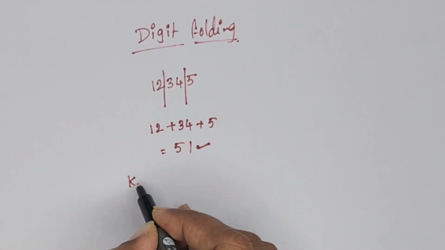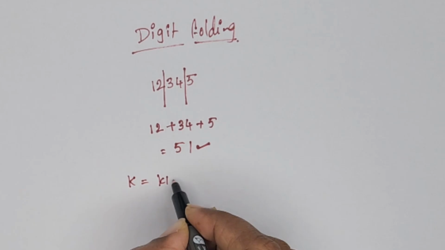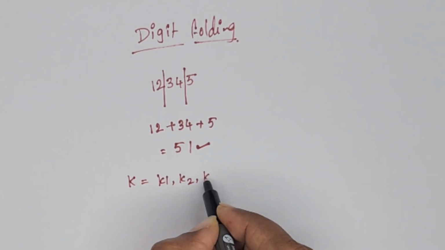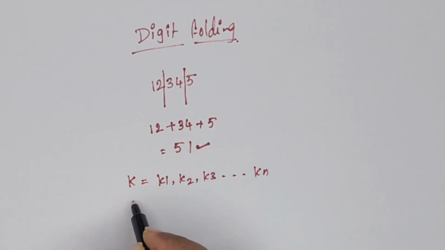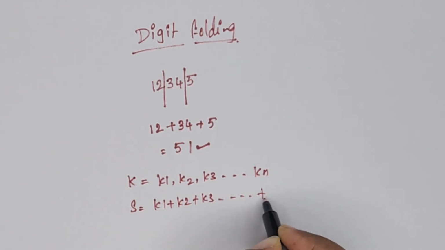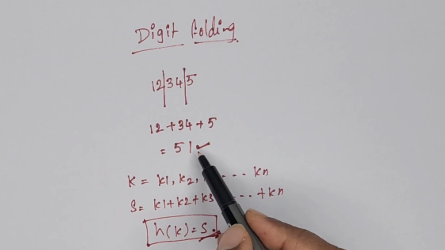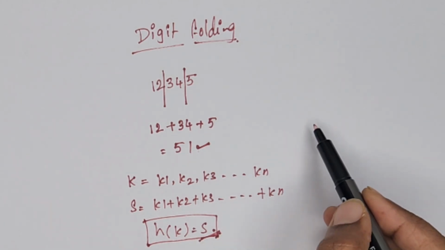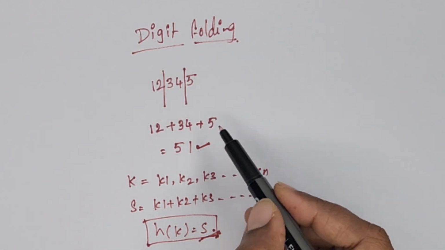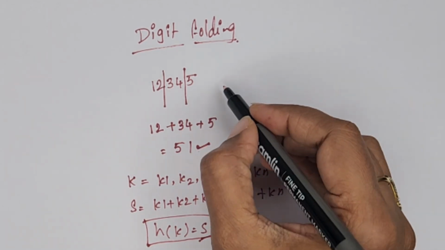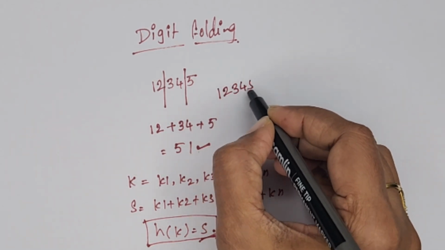So the hash function I am going to write. K equals, first we have to divide it like k1, k2, k3 up to kn, and s equals k1 plus k2 plus k3 plus kn. So h of k equals s. This is the sum. So how to find this sum? First divide and then add. That is the h of k. That is the hash function here. Using this hash function, we calculate one number, that is the index of your hash table. In the 51st location, we have to store 12,345. Here the value is 12,345.